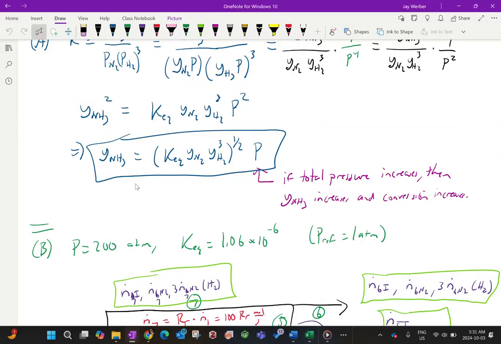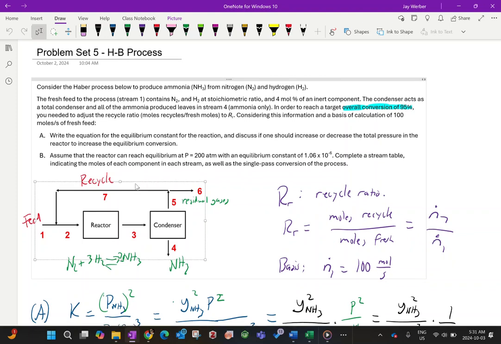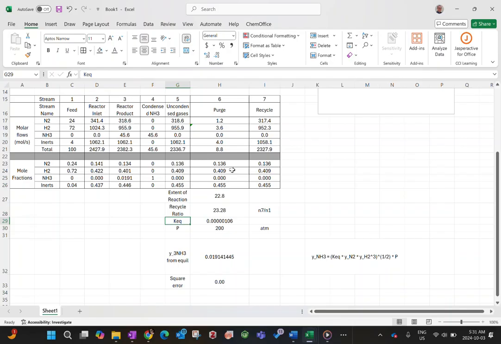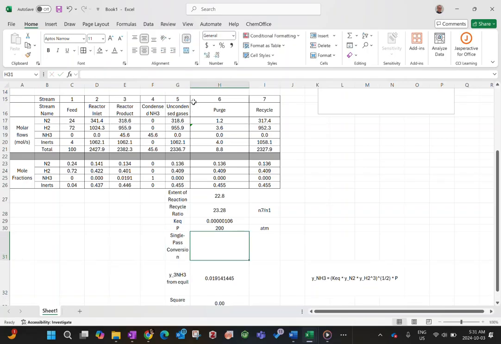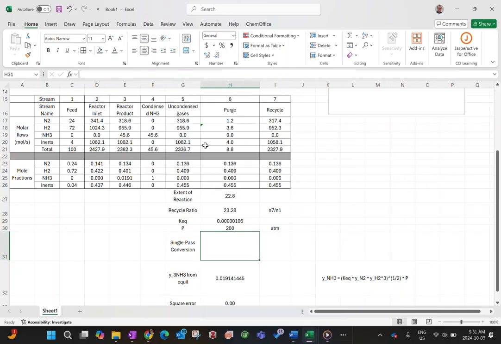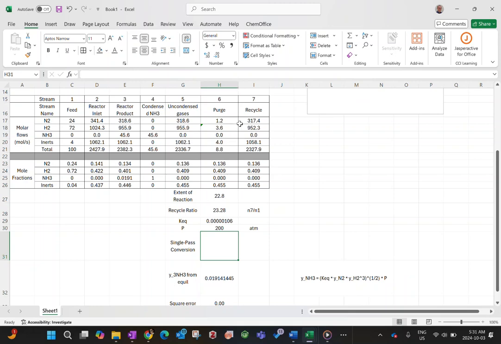Let's see, what else did the problem want though? So it says complete a stream table indicating the moles of each component in each stream, although not really moles, it's moles per second, as well as the single pass conversion of the process. So let's do the single pass conversion. I'll just have it here. You know what? I'm going to make this a little bit bigger. Maybe make this one smaller. I'm not sure how it got so big.